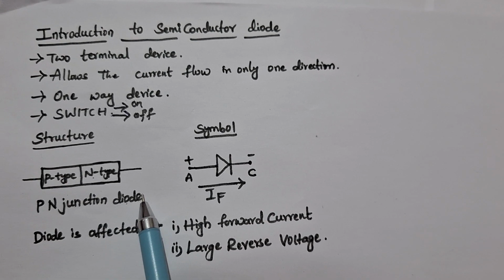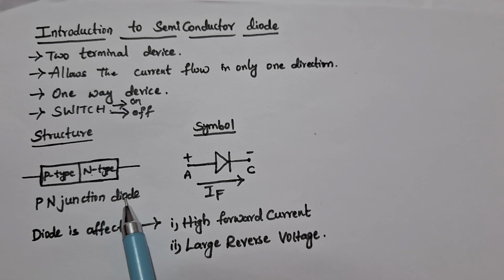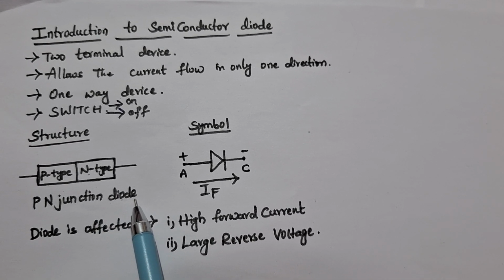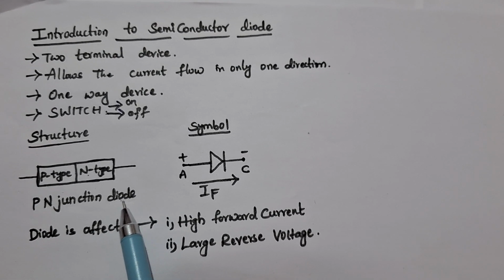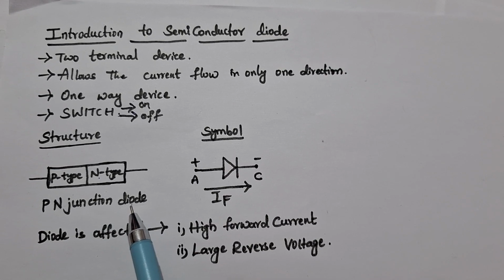So in diode, D represents two, and ODE is taken from electrodes. The name diode comes from two electrodes.